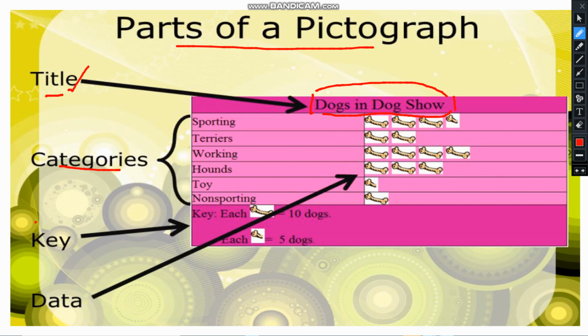Then we have the key. Now the key is very important. की से ये पता चलता है कि जो हमारी पिक्चर है वो क्या represent कर रही है. Like suppose here what they are using is bones. Bones are used as the main thing in the pictograph. The picture is of a bone.